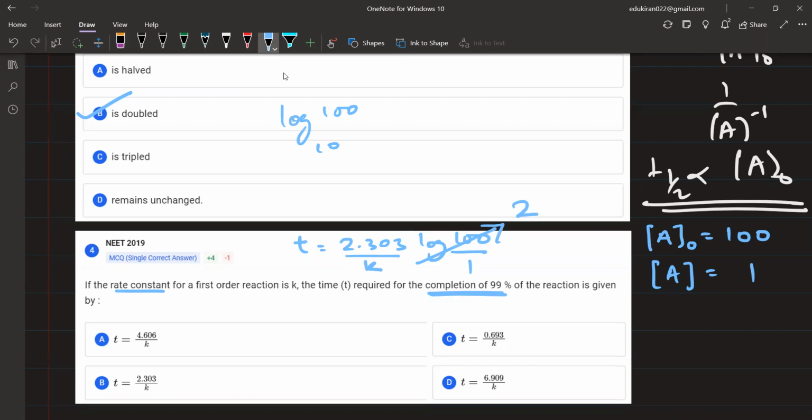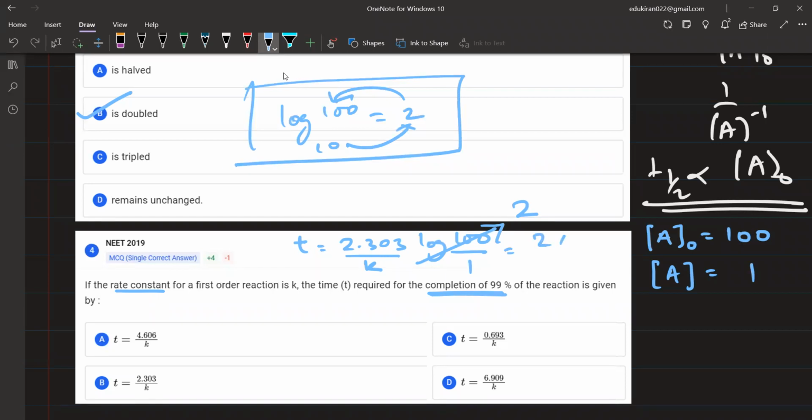Log 100 with base 10 will be equal to 2. Why? Because 10 to the power of 2 will be equal to 100. This is the basic theme of log. So this will be equal to 2 into 2.303 divided by K. What is the correct option? Choose the correct option.